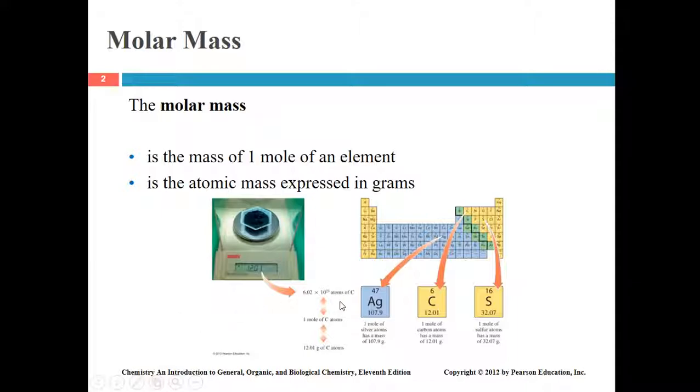So the molar mass of 1 mole of silver is going to be 107.9 grams. The molar mass of 1 mole of carbon atoms has a mass of 12.01 grams. The molar mass of a mole of sulfur atoms is 32.07 grams.